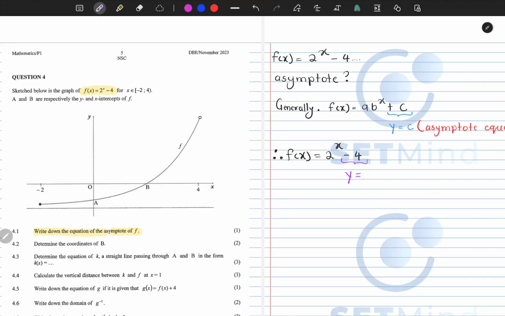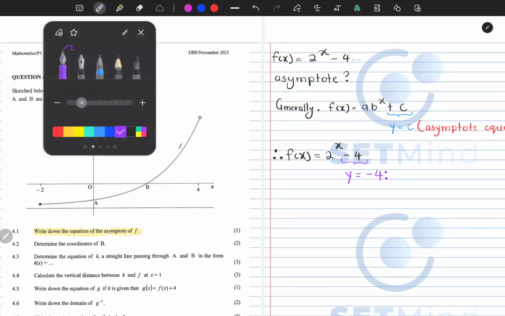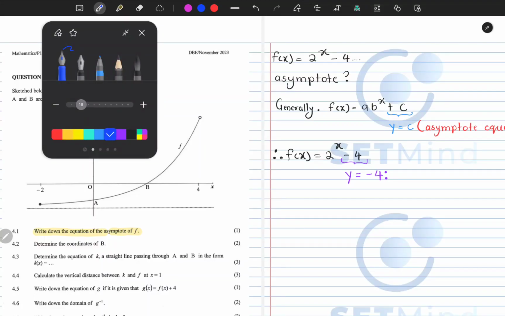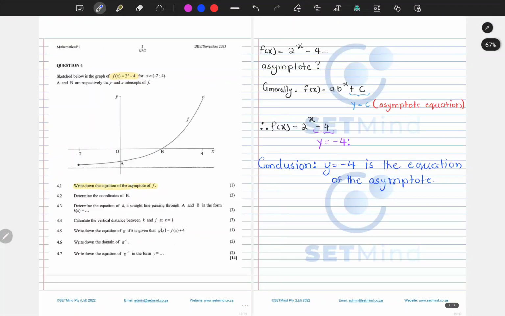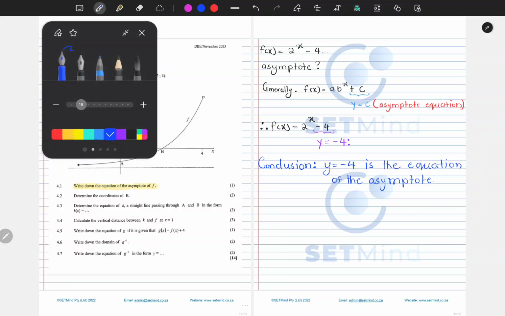So the equation of the asymptote will be y equals negative 4. They would give us marks there when we just tell them in conclusion that y is equal to negative 4 is the equation of the asymptote. So that would be our answer. Y is equal to negative 4 is the equation of the asymptote.